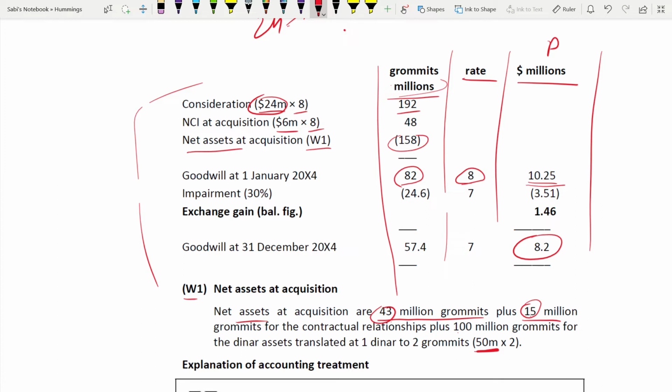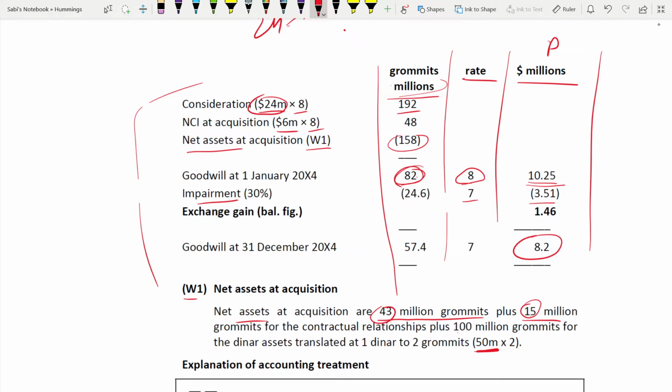Impairment also. Impairment, remember, we normally use average rate, but here average rate is not given, so we are using the closing rate, which is 7. So 24.6, you are taking 30% on this 82. 24.6, then 7, and you get the impairment.